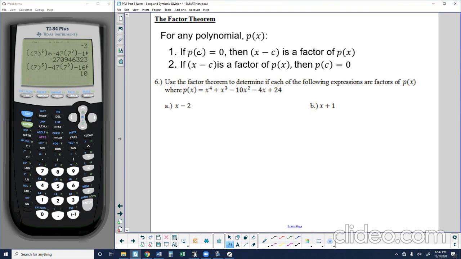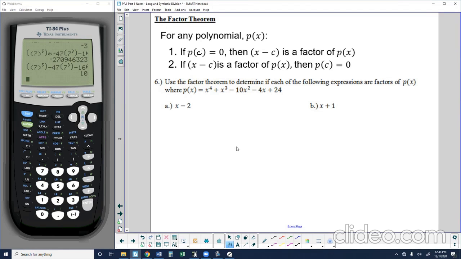Essentially, that's going to take us back to the remainder theorem. If we can divide and we get a remainder of 0, then what we divided by is a factor. If it's a factor, then we know that the remainder is going to be 0. So it says use the factor theorem to determine if each of the following expressions are factors of p of x, where p of x is this given equation.